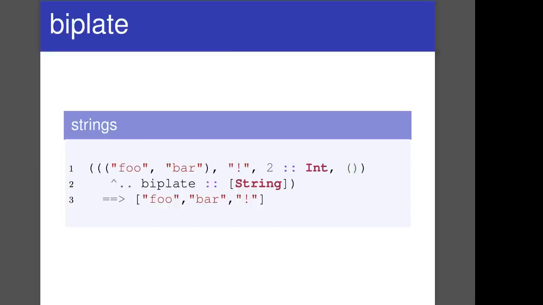And you don't want to know how biplate's implemented either. Biplate is a traversal that can walk through arbitrary structures and identify things of a specific type. So this traversal says, go through this structure, and I have this ugly nested tuple here with elements of different types. Make a list of all the strings that are in that collection.